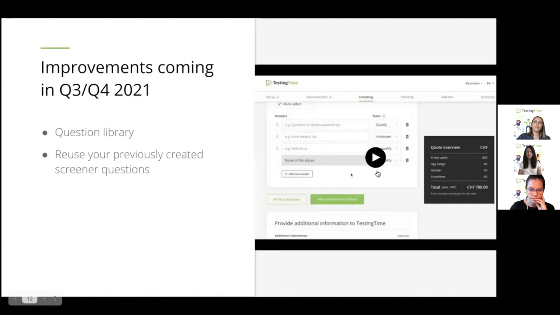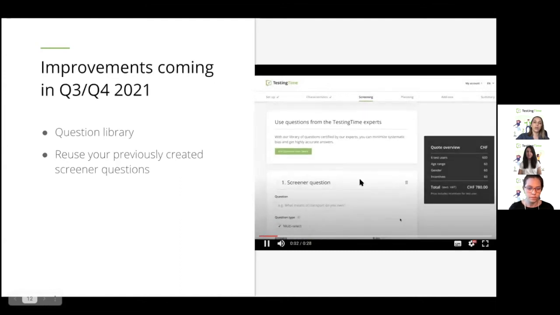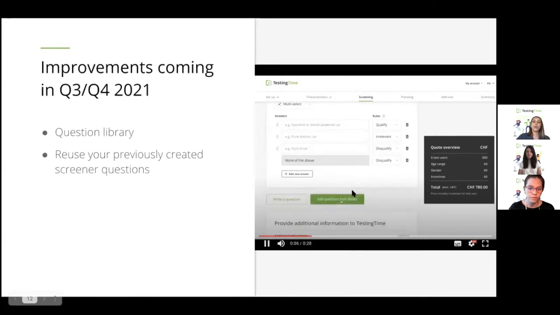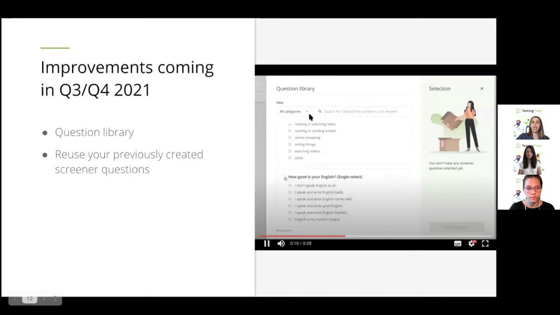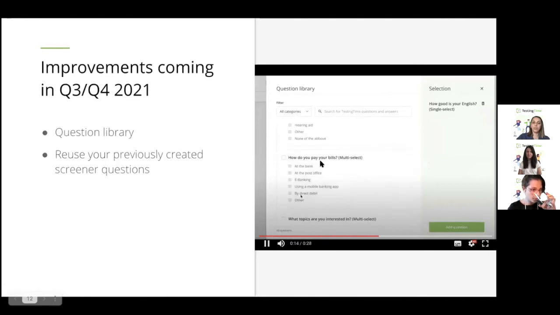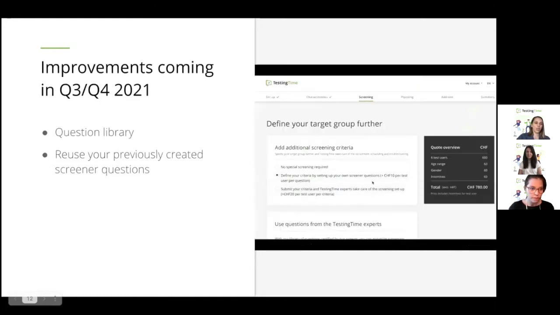Basically, what we allow now is that when you access the question library, you can browse those questions. Here you can also see that you can filter by categories, or you can search for them, and you just select the one that fits your needs, and you are good to go and add the questions.